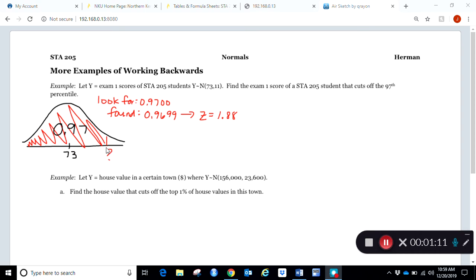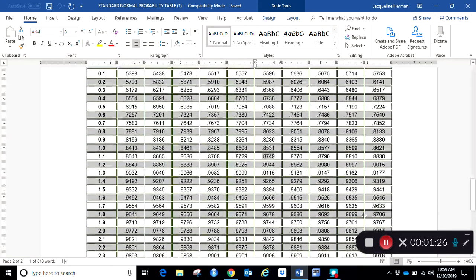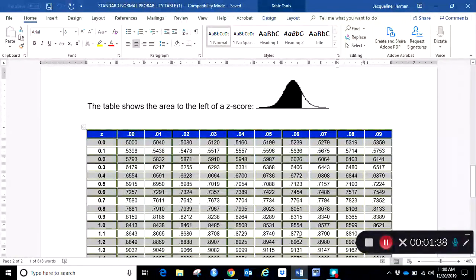So since we're looking for everything to the left of the question mark, that is the 97%, or in decimal form, 0.9700. Looking for the closest thing on the inside of the table to that, the closest thing we should find is this 0.9699. Now seeing what row and what column that corresponds to gives us a z of positive 1.88.